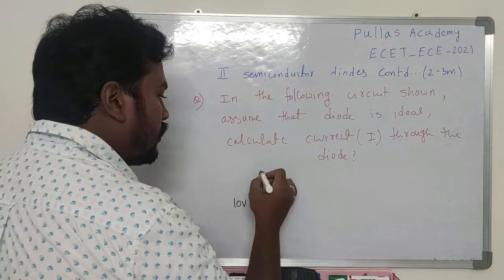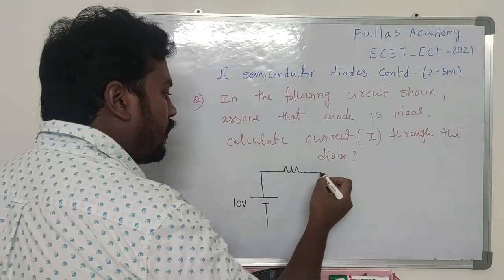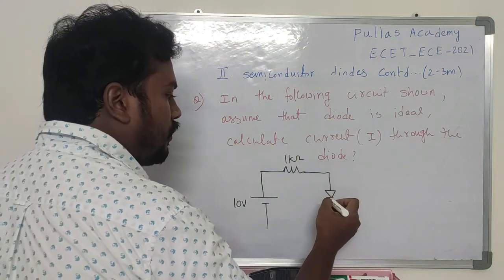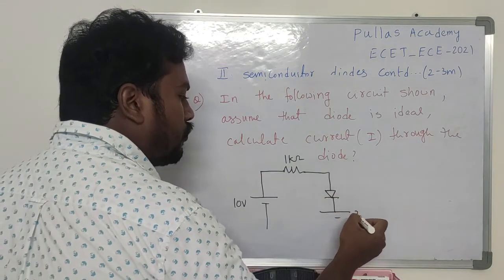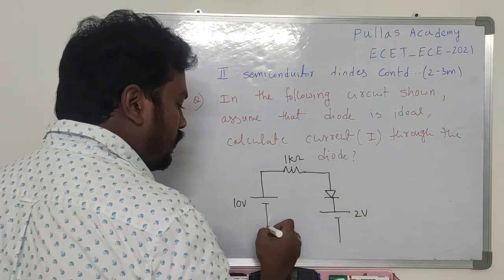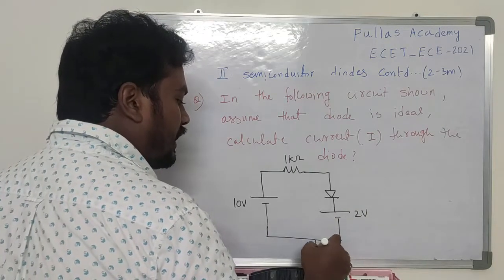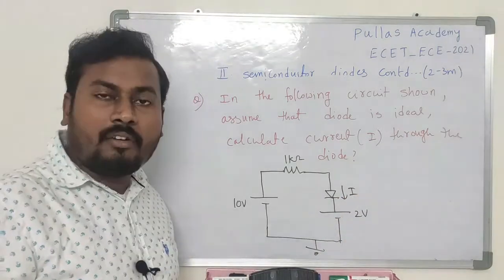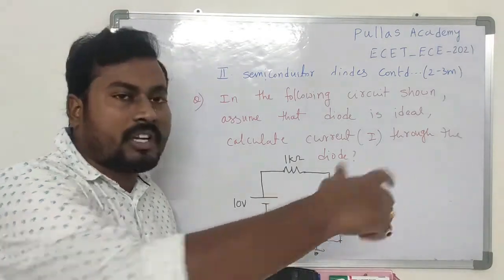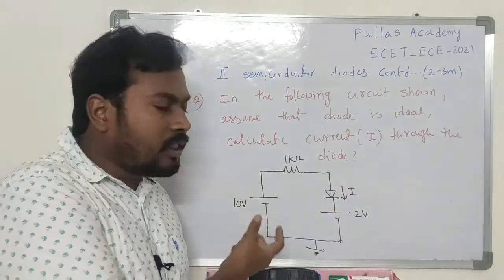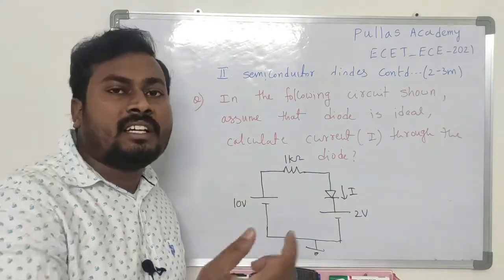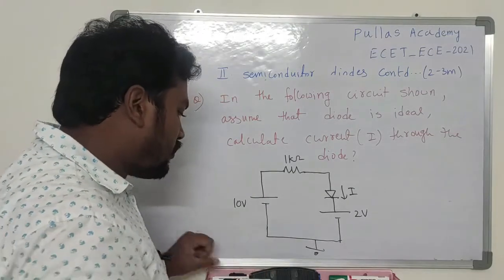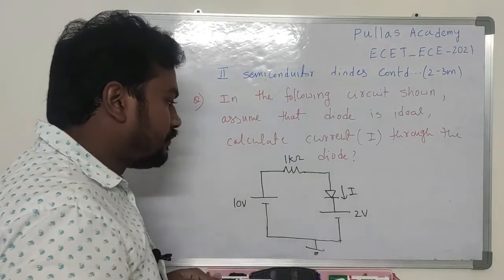10 volts. You have 1 kilo ohm, and the diode, you have 2 volts. Then he is asking you to calculate the current I through the diode. Anyhow, the options are given. Okay, you can solve this question and you can choose the right option. I am not providing options here. Now we will just solve this question.